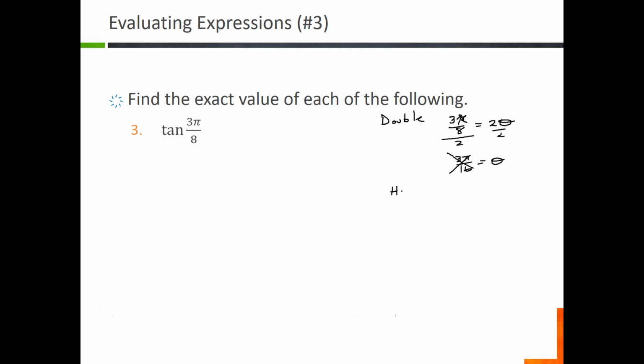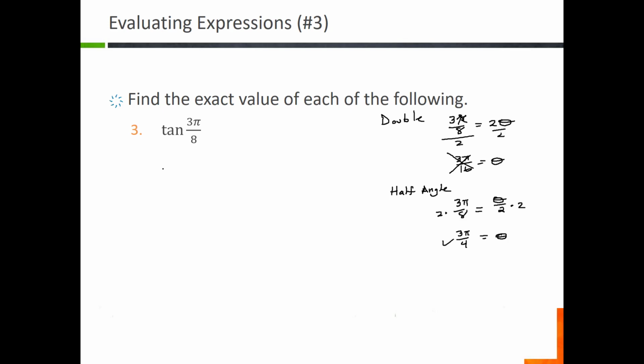So let's try half angle. That means 3 pi over 8 must equal theta over 2. So multiply both sides by 2. So you have theta is equal to 3 pi over 4. That is a unit circle value. So that's the route we want to take.